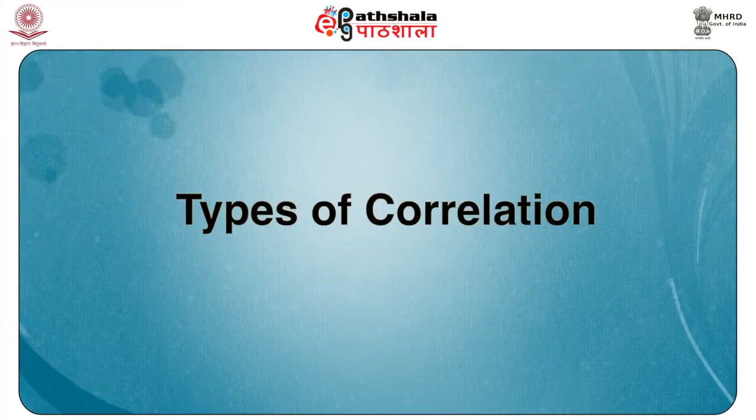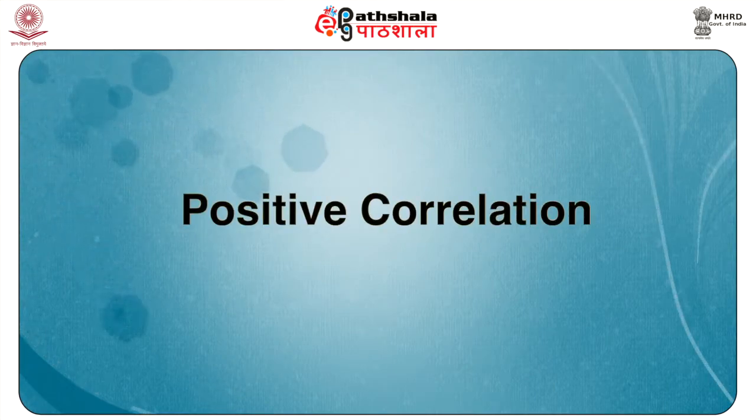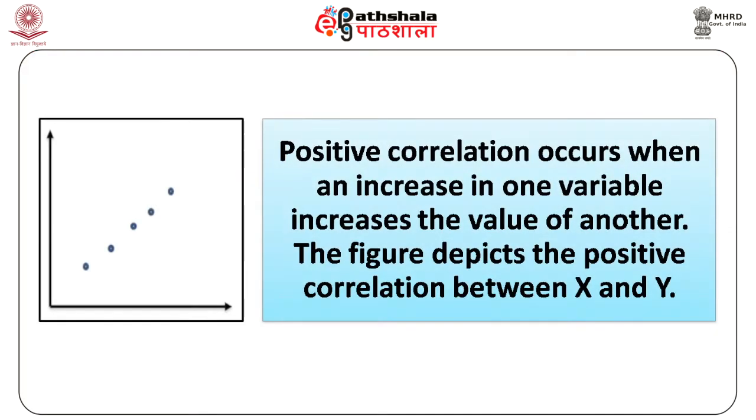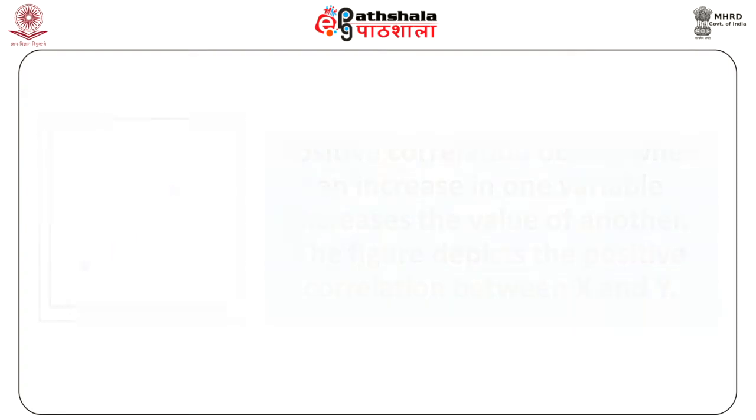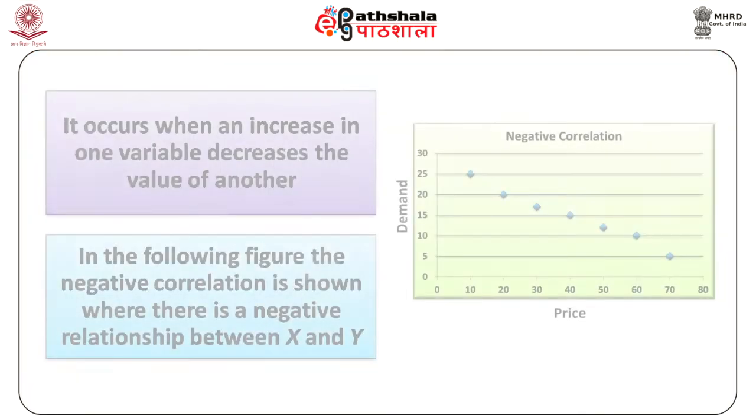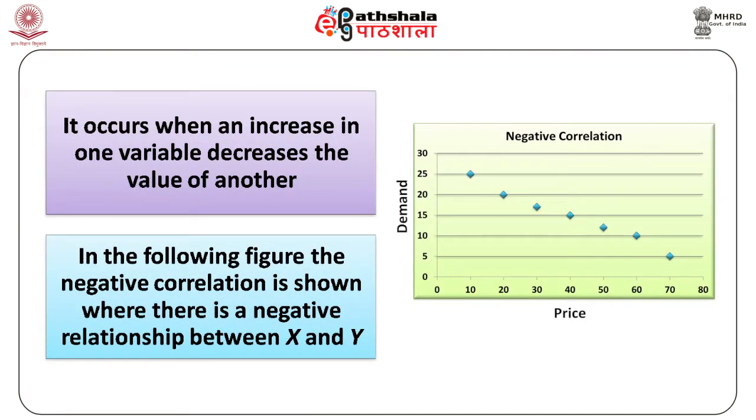Types of correlation. First is positive correlation. Positive correlation occurs when an increase in one variable increases the value of the other. The figure depicts the positive correlation between x and y. Negative correlation occurs when an increase in one variable decreases the value of another. In this figure, the negative correlation is shown, where there is a negative relationship between x and y.